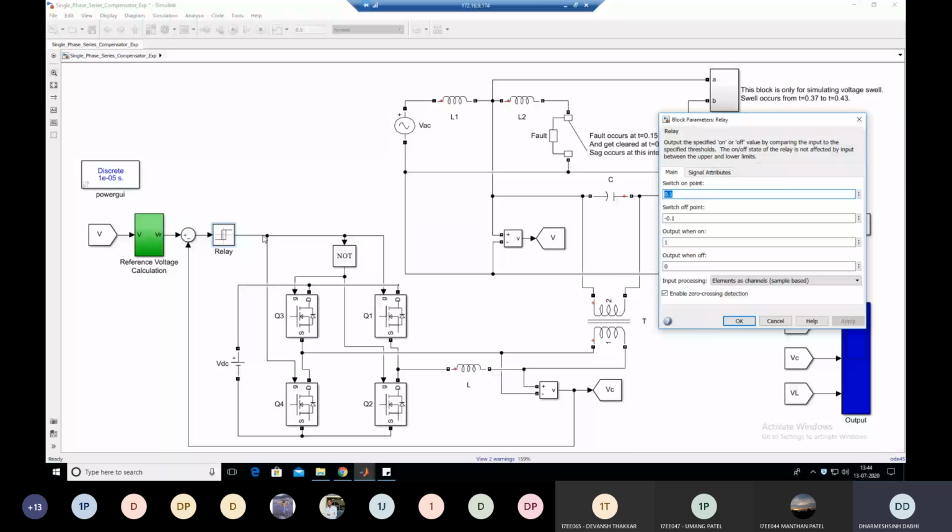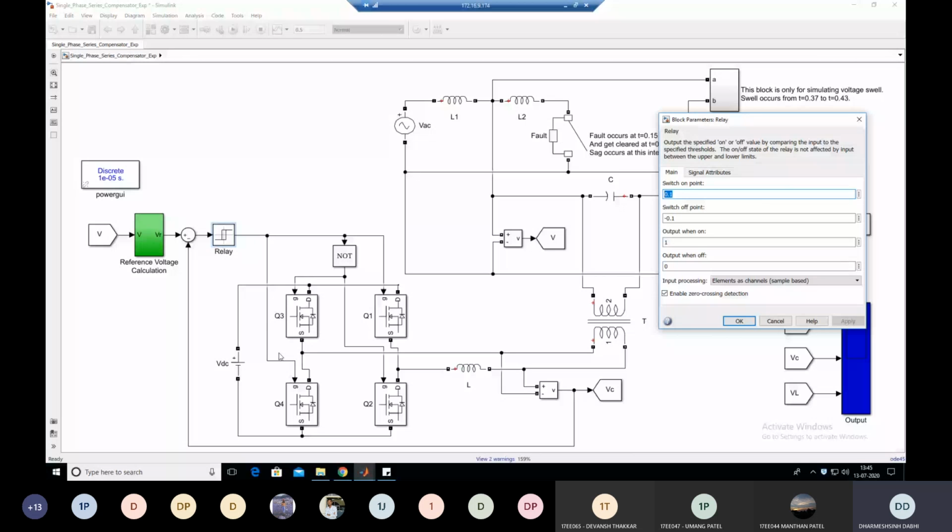That output of 1 is applied to the gate pulses of both MOSFETs Q1 and Q4. It means you apply the gate pulses to MOSFETs Q1 and Q4 when the output of the relay is 1. Through this NOT logical operator, we provide the gate pulses to MOSFETs Q3 and Q2. So when the relay output is 1, the gate pulse provided to Q3 and Q2 is 0, which means both these MOSFETs act as open switches. Only Q1 and Q4 are on when the relay is on.